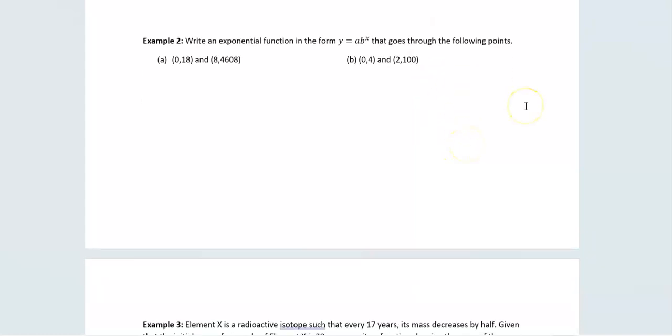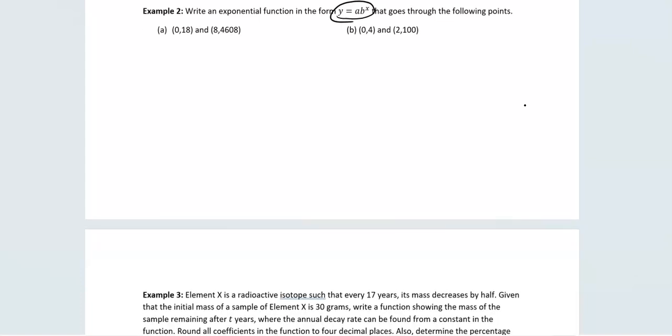Now let's talk about what happens if you don't have a calculator because you have to do this by hand. We know that this is our equation. We also know that a is the initial value. And if you look at both of these problems, we have an initial value given. Our initial value is 18 here and 4 here. So that means in part A, a will be 18 because that comes from this point. In part B, a will be 4 because, again, that comes from this point. So we really just need to find the b value.